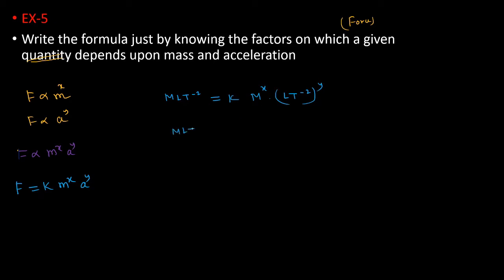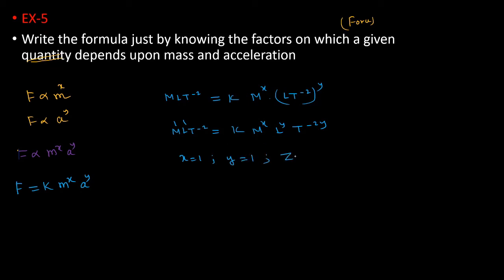So we can write here MLT^-2 = k × M^x L^y T^-2y. Now if I check the left-hand side, what is the power of M? 1. What is the power of L? 1. So now if I compare the power of M on the left-hand side and right-hand side, we can say x equals 1. And if I compare the powers of L, we can say y also equals 1.